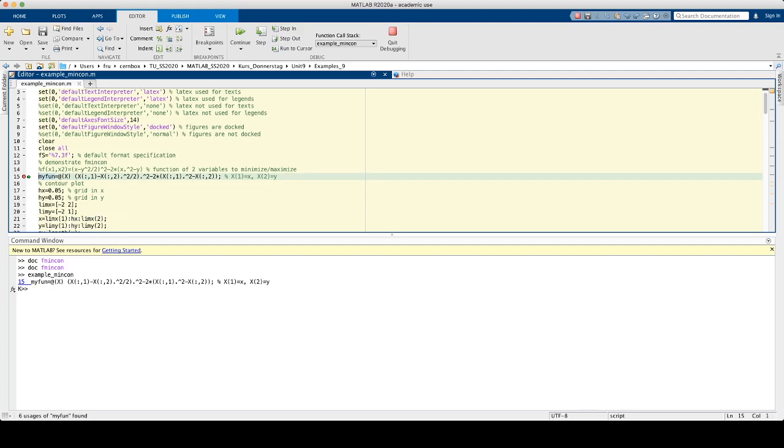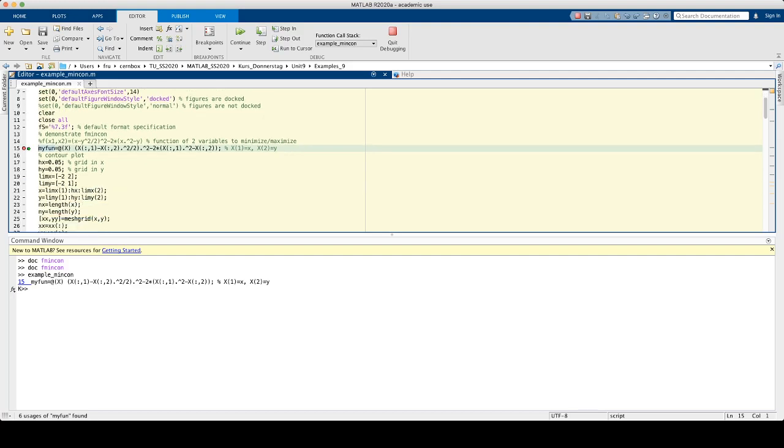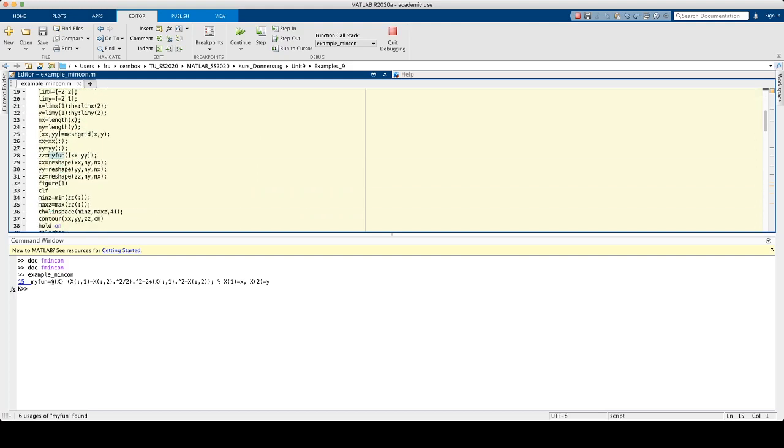Let me now create a contour plot. I will skip over the entire code that creates a contour plot. This is very similar to the ones in my previous videos. And let me go directly to line 44, where we start with the minimization.